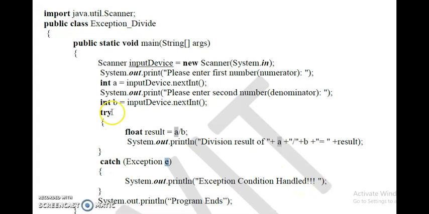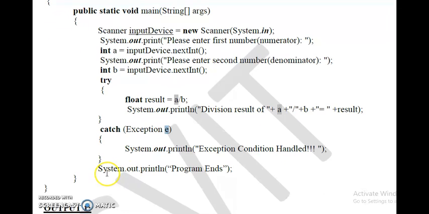Without this try and catch block, if the program was executed and the value for b given by the user was 0, then the program would have been abnormally terminated. But using the try and catch block, the program now terminates normally and doesn't go for abnormal termination. I have also included one statement after the catch block, System.out.println program ends, and then end the main function and the main class definition.